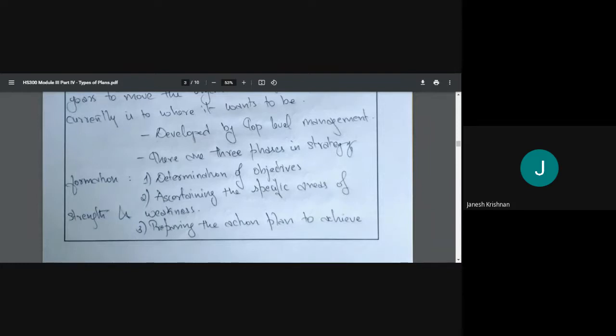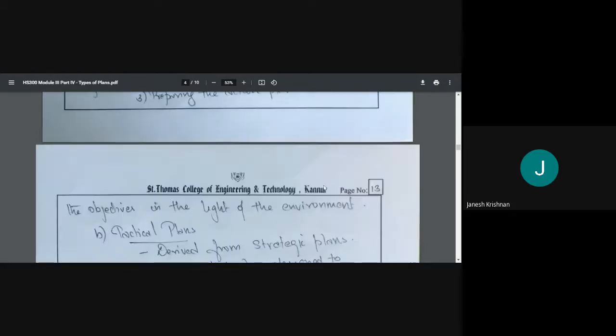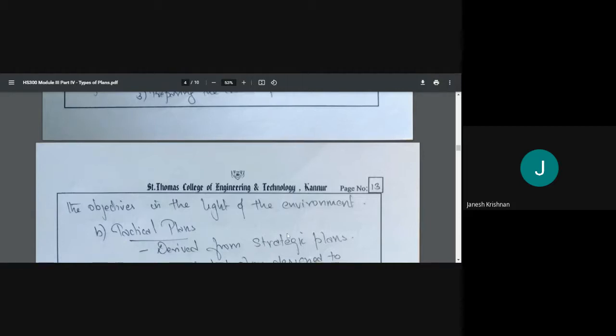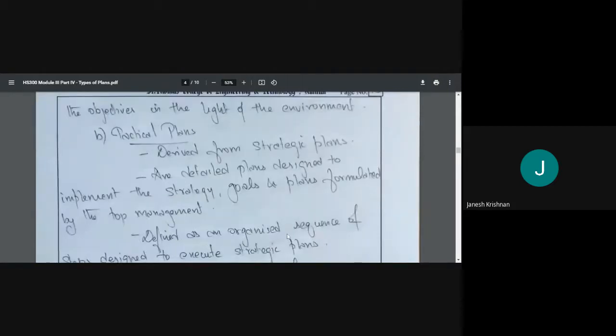According to that, and also external conditions, we need to prepare a plan to achieve the objective. Preparing the action plan to achieve the objective in the light of the environment. According to our objective, our strengths, our weaknesses, and government regulations, we take everything into consideration and then formulate the plan. That's what strategic plans are, formulated by the top management. Now the next one is the tactical plan. Tactical plans are derived from strategic plans.